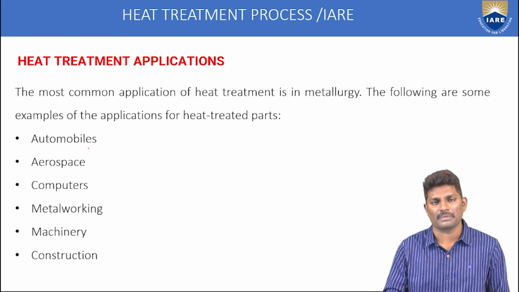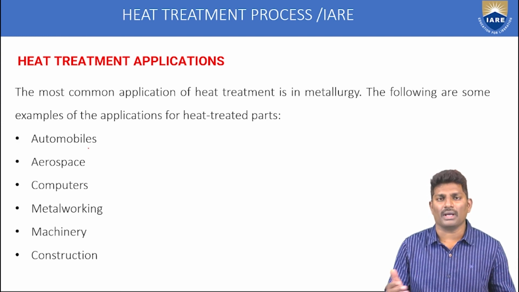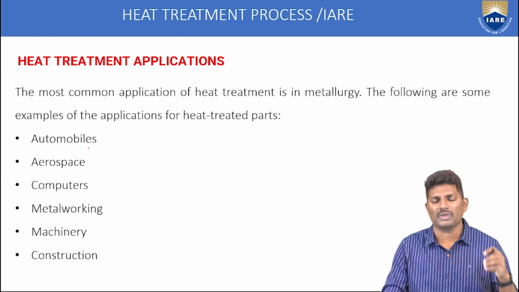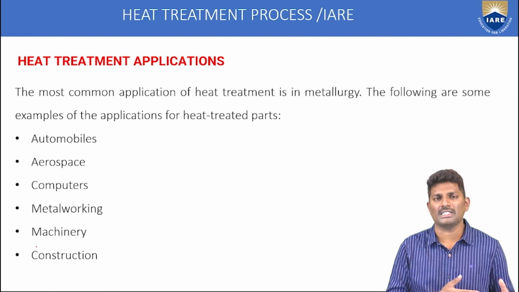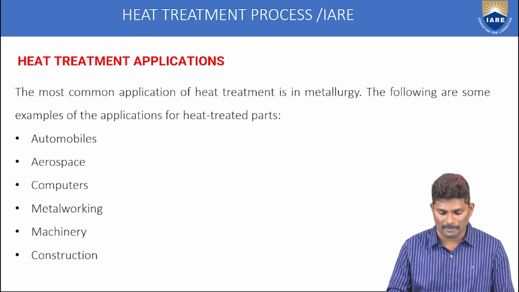Similarly, the aerospace parts are also done with the heat treatment process. Heat treatment means the different types we have discussed, like quenching, annealing, hardening, normalizing. So any type of heat treatment process can be done, but all the processes cannot be incorporated for a single application. Any one can be taken, and depending upon the application we select what type of heat treatment process is required. And also for computers, metalworking, machinery, and construction. These are some of the categories where heat treatment applications have a wide range depending upon the application as well as the material being selected.